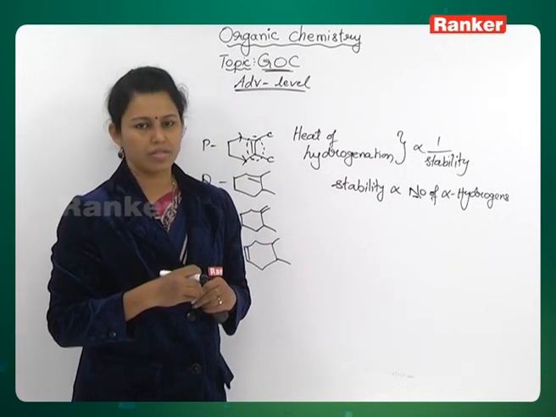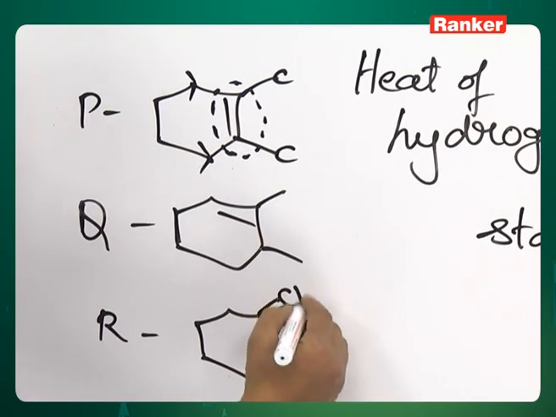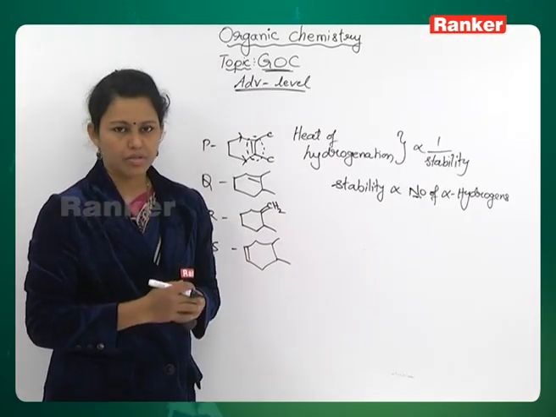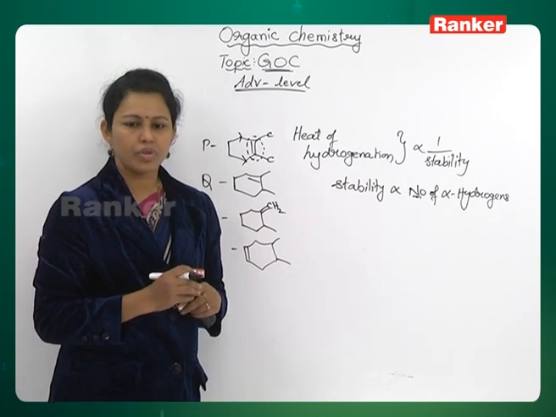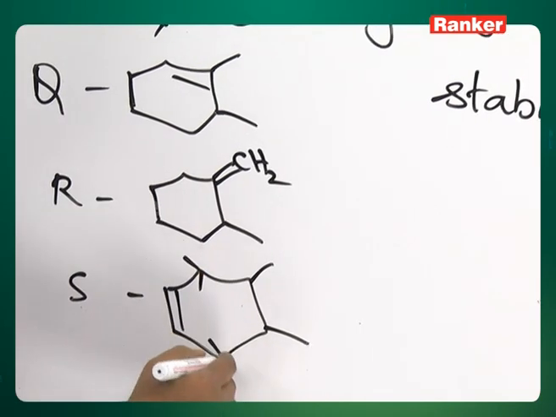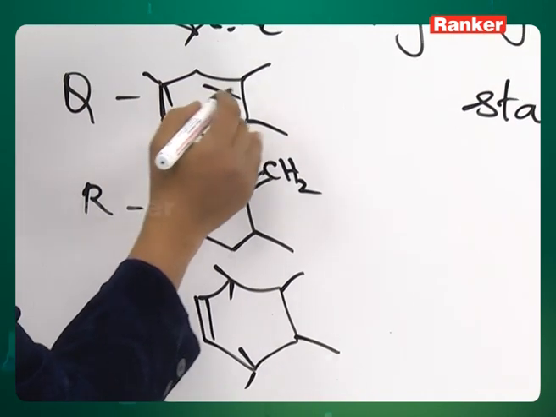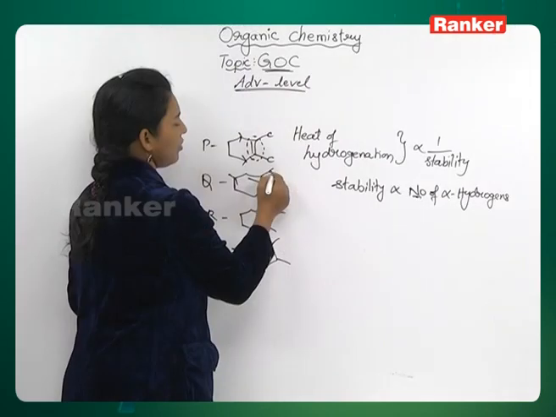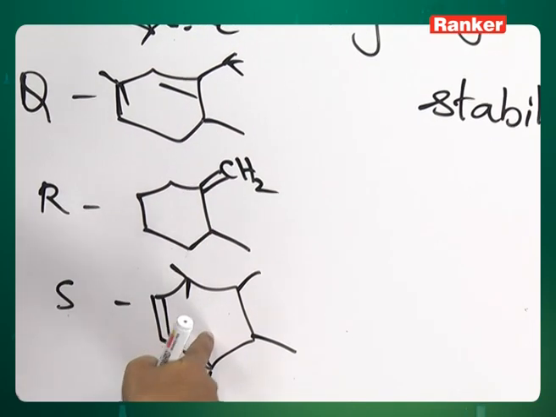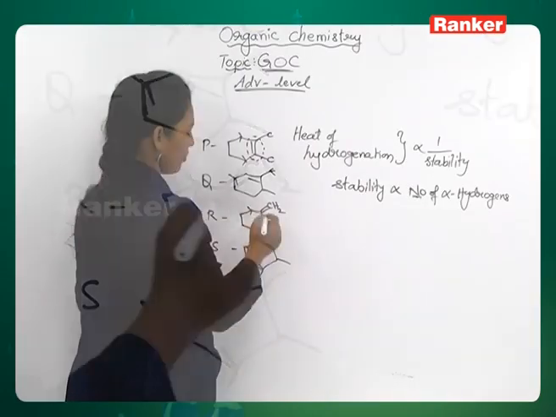Now coming to the next one, R. R is having a CH2 group here, no alpha hydrogens here, here CH, and it is having only 3 alpha hydrogens. So R is having very few alpha hydrogens, so that's why it will be the least stable one. S is having 1, 2, 3, 4 alpha hydrogens. And Q, if you take it, is having 1, 2, and this carbon attached here has 3 alpha hydrogens, so 5 alpha hydrogens. So here 5 alpha hydrogens, here 4 alpha hydrogens, and this compound has only this carbon attached, so 2 alpha hydrogens and 3 alpha hydrogens.